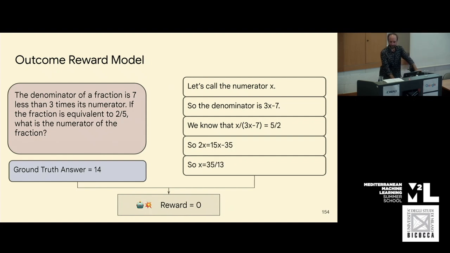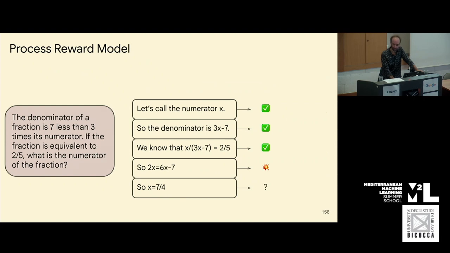Okay, so let's look at another trace, which is for the same problem. x over 3x minus 7, we know that the division is equal to 5 over 2. And here, for whatever reason, the LLM, the student, made a mistake. We said it was equal to 2 over 5, not 5 over 2. So this is a mistake. So this step, even though it sort of correctly follows from this one, is invalid, and the conclusion is invalid, and you get a reward of 0. But it would be nice, instead of just saying this is all a bunch of nonsense, to be able to tell at what moment did it go wrong.